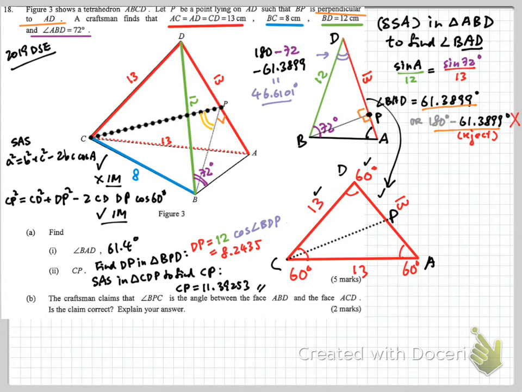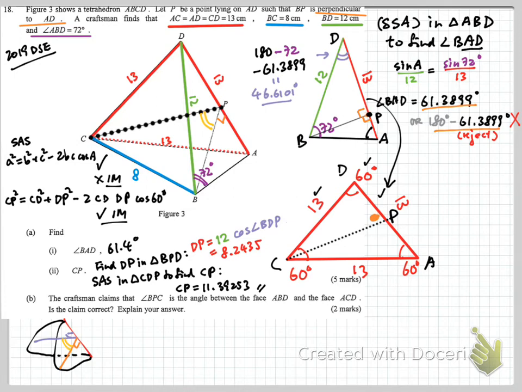Angle between two faces means that you have a common line here, and then you have one face like this and another face like that. Then you have to draw perpendicular lines along each surface from the common line, and the angle between these perpendicular lines is the angle between the planes. So in other words, the decision hinges on whether this is a right angle. If it is a right angle, then it is the correct angle between planes.